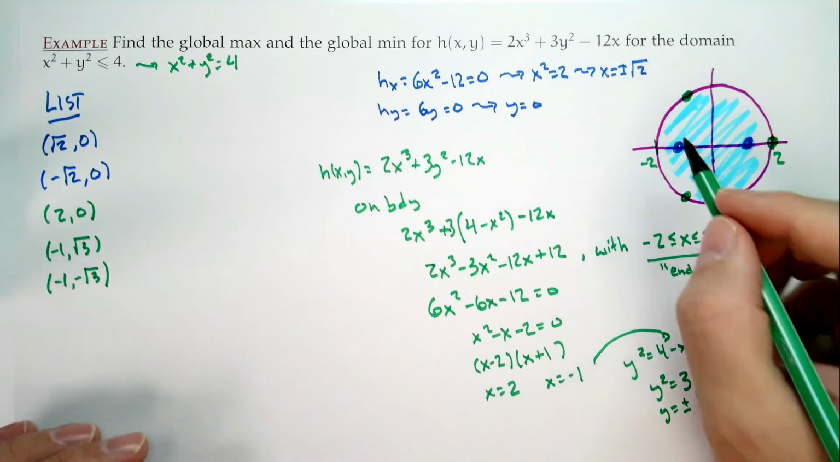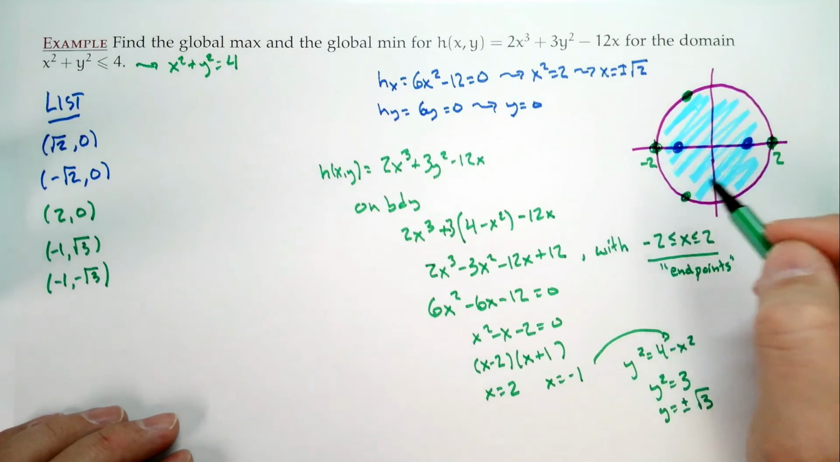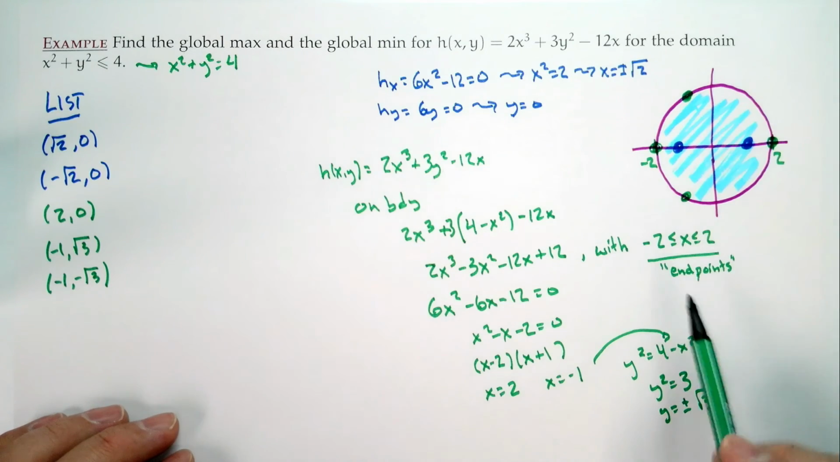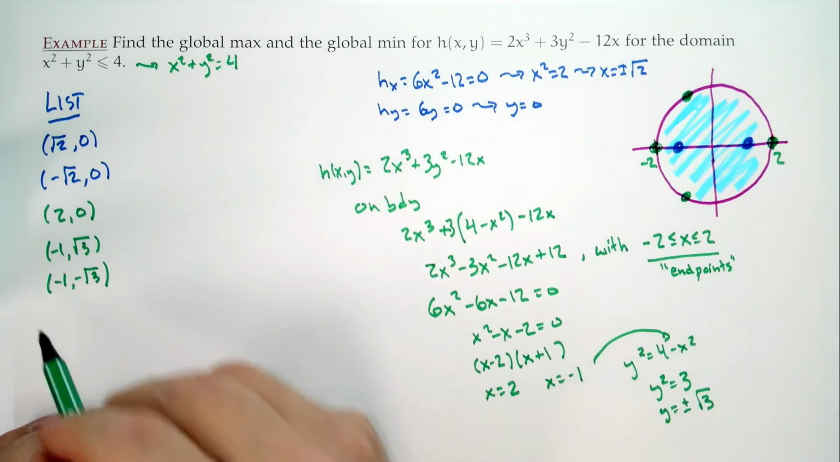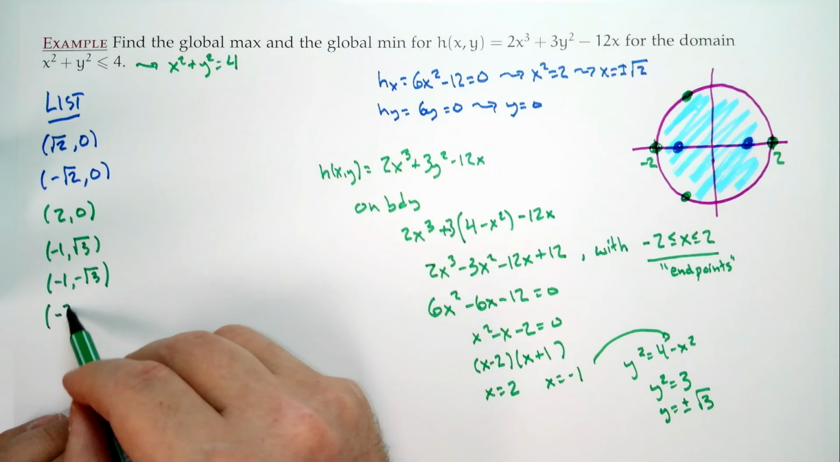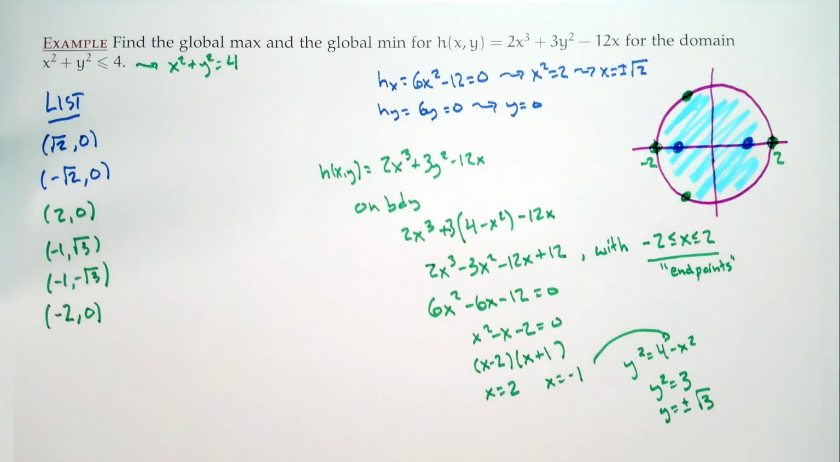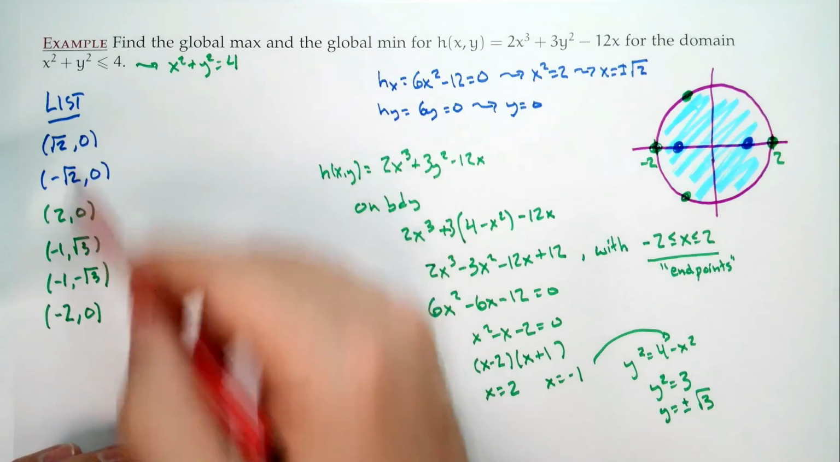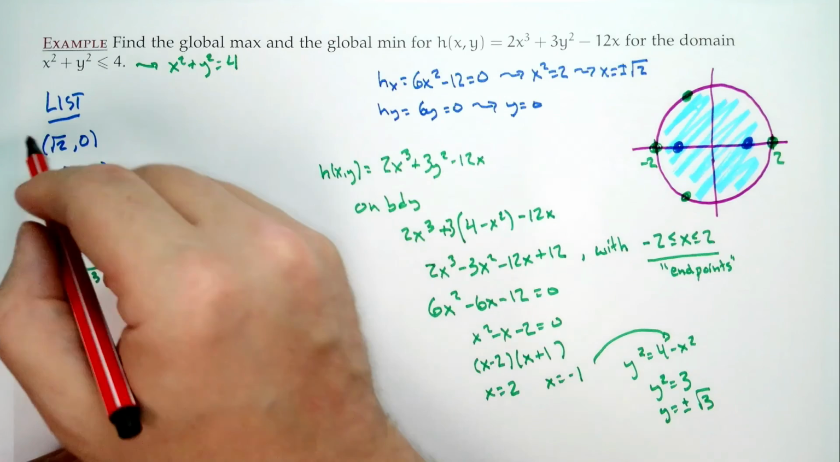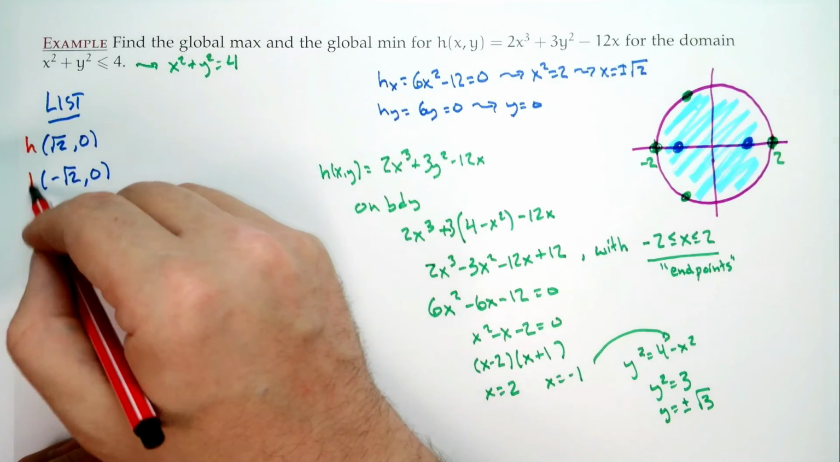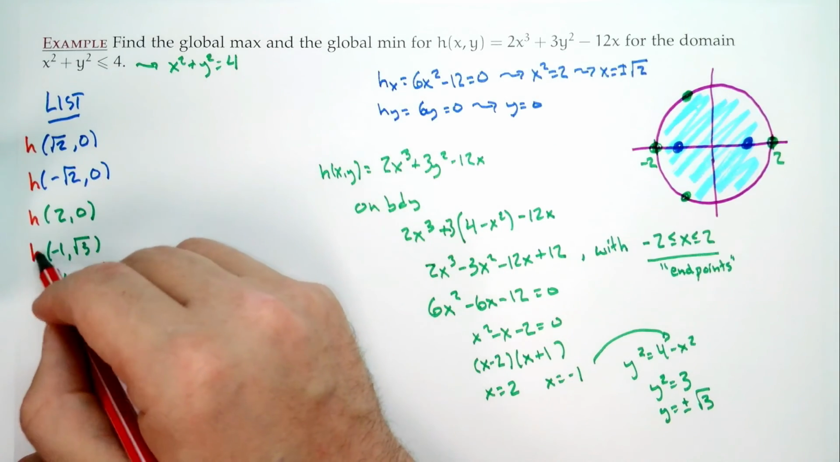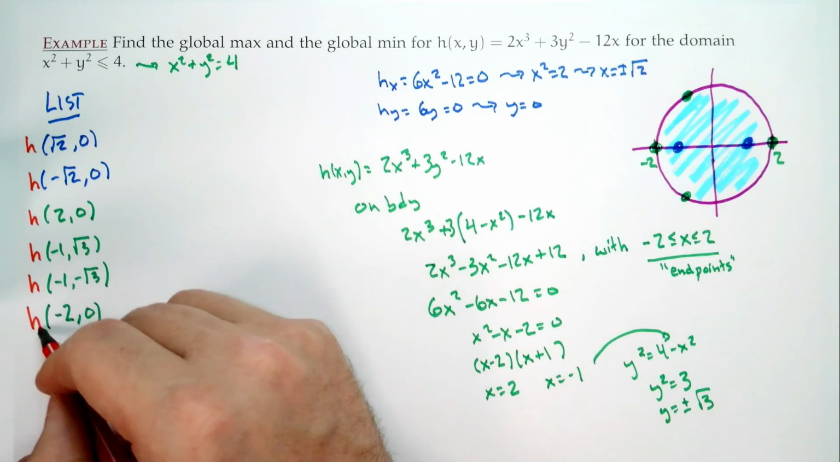And then we also need to include this point. Now why that point? Because it's the end point. And when we have a restriction on our choices, we have to include the ends. Alright, so there's our list. That wasn't so bad. Alright, so what comes next? The answer is we plug all the points on our list into our function. So we're going to evaluate all of these in our function h.